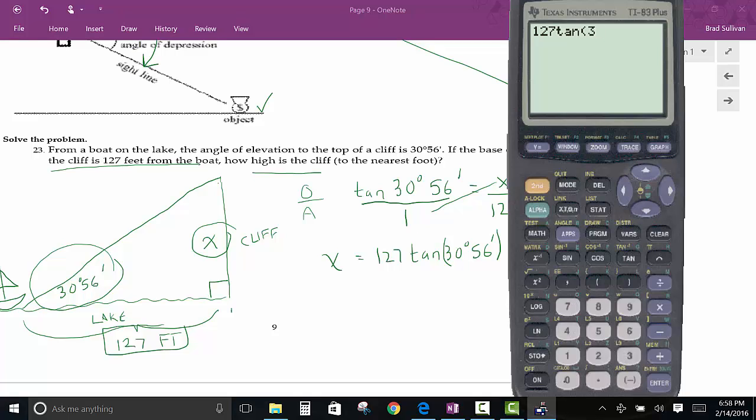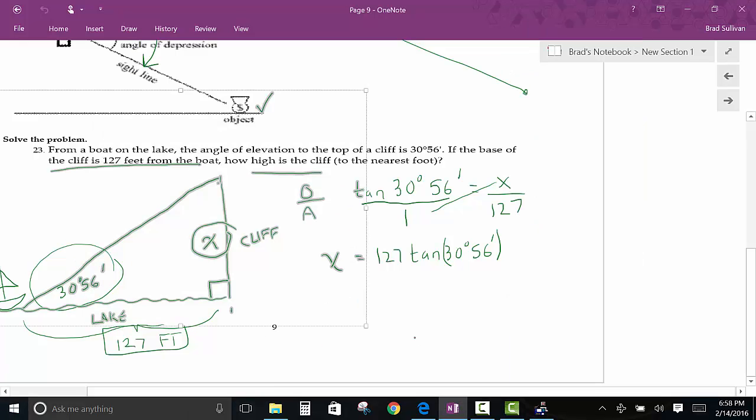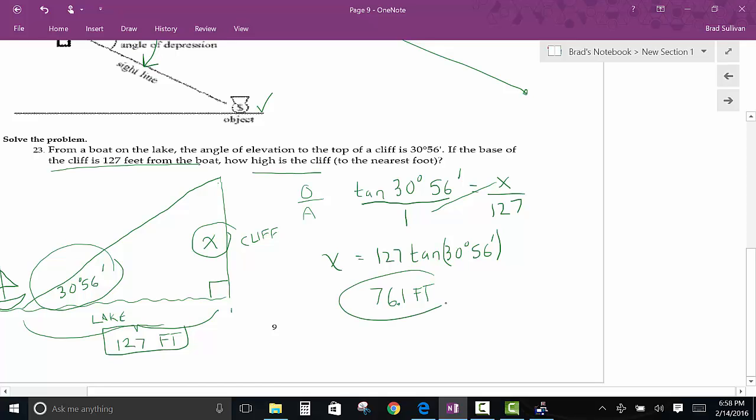And see, I just go 30 plus 56 over 60 like we learned, and I find that to be just as quick to do it like that. And then you got your answer. Your problem is about 76.1 feet, like that. So the problem is now solved. Okay, so we get about 76.1 feet is our final answer to that problem.